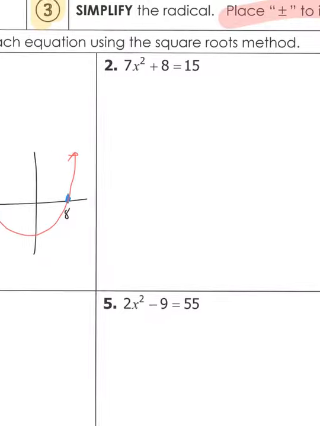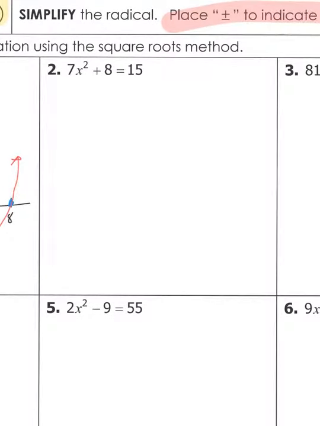All right, so let's do 2. So I am still isolating this x squared term, but this time the x squared has a 7 in front of it. So I still have to subtract 8 from both sides.